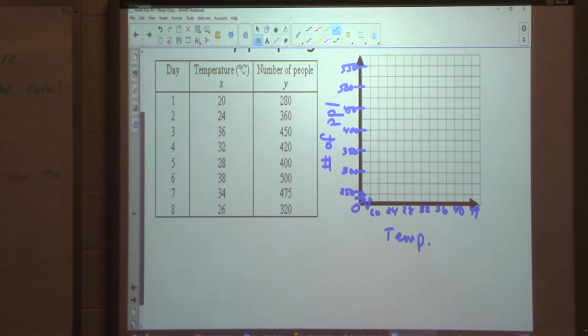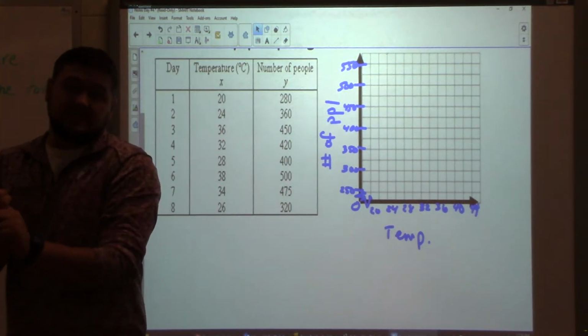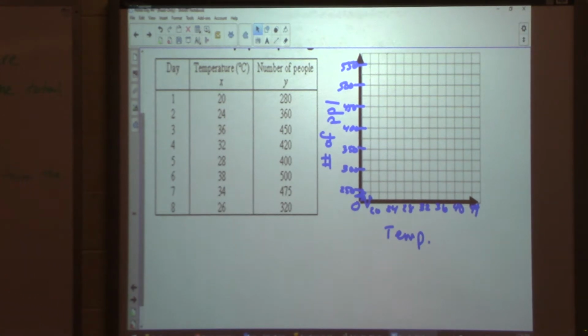Now, does yours have to be the exact same as mine? No, of course not. It's your judgment of how you want to make a scale. Now, it needs to be a constant scale, just like any graph. And you need to show me where you're beginning, things like that. Okay?